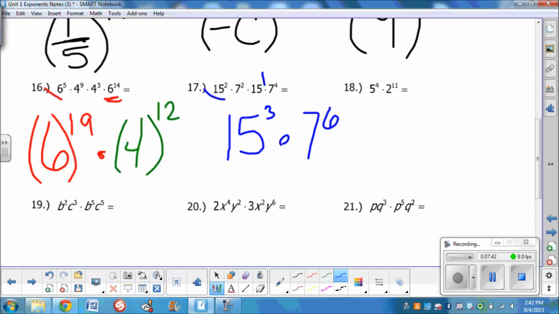Can I do anything different with 18? I have a base of 5, 5 to the 4th, but then my other base is a 2. Can I put those two together? Do I have like bases? I don't. One's a 5, one's a 2. Can't do anything else with that. That has to stay exactly the way it is.